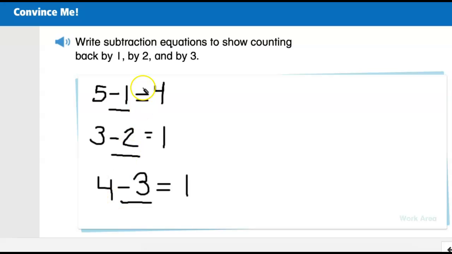So, boys and girls, can you write your own subtraction equations showing going back by 1, back by 2, and back by 3, just like Mrs. Collier did? So that means you would write a subtraction equation where you have a number minus 1, one number minus 2, and another number minus 3.